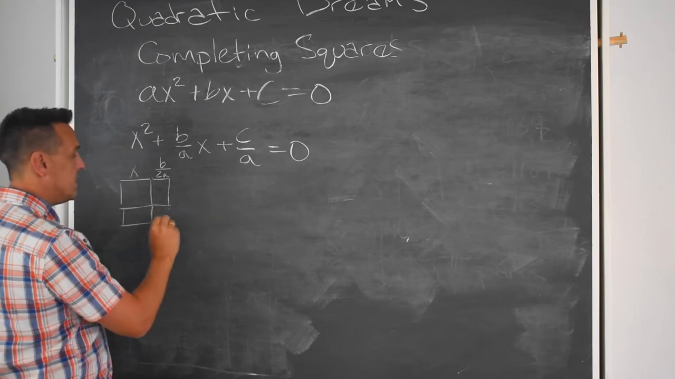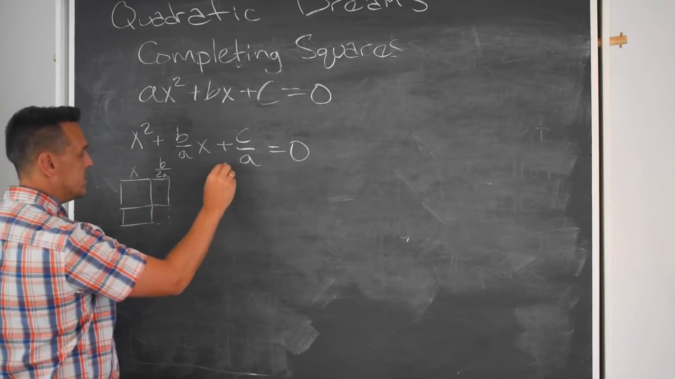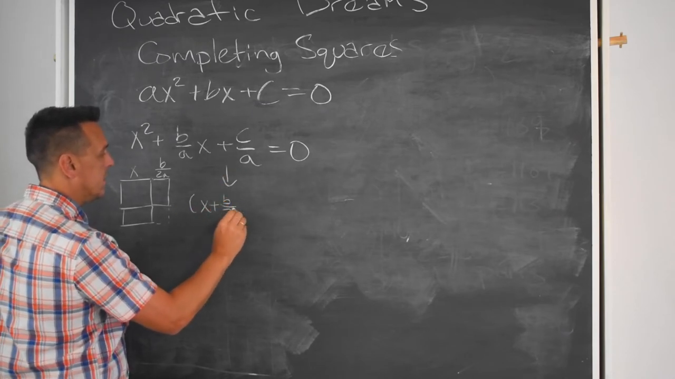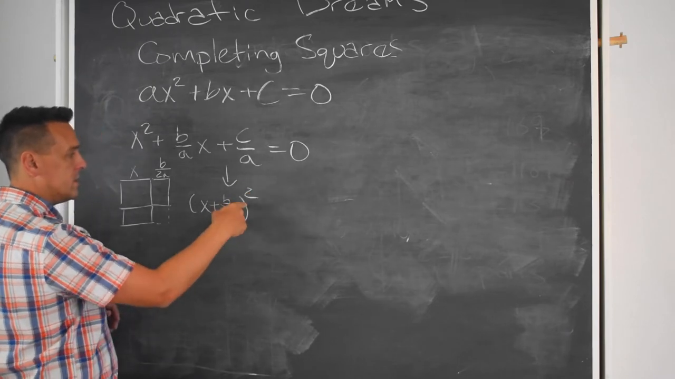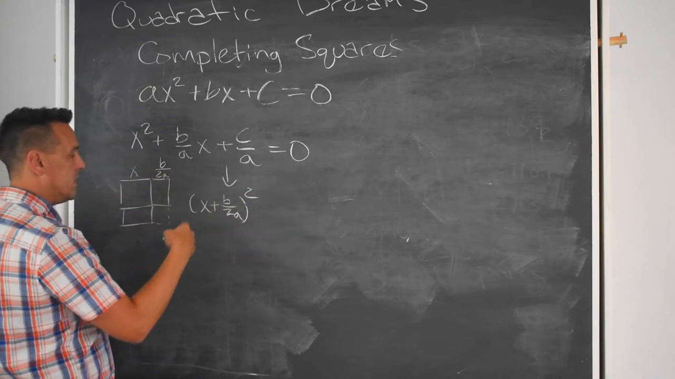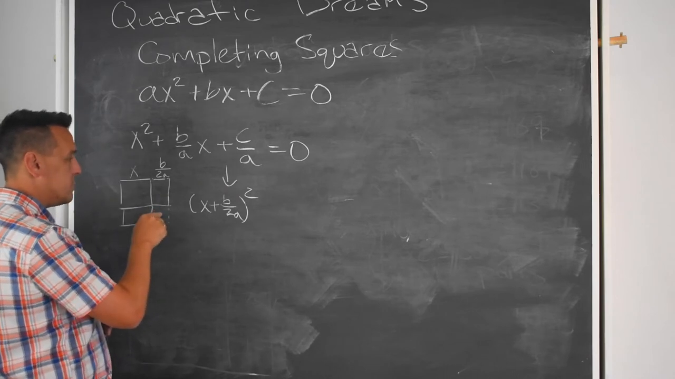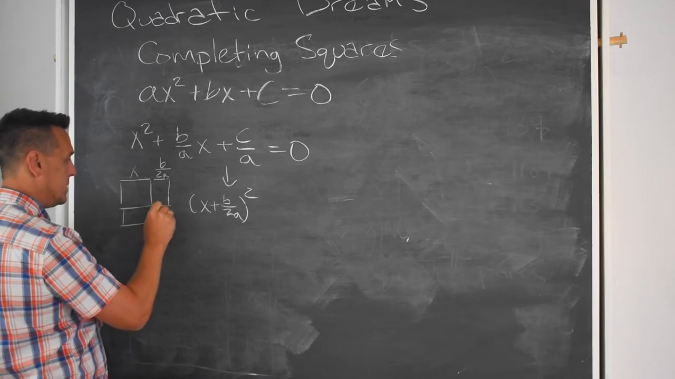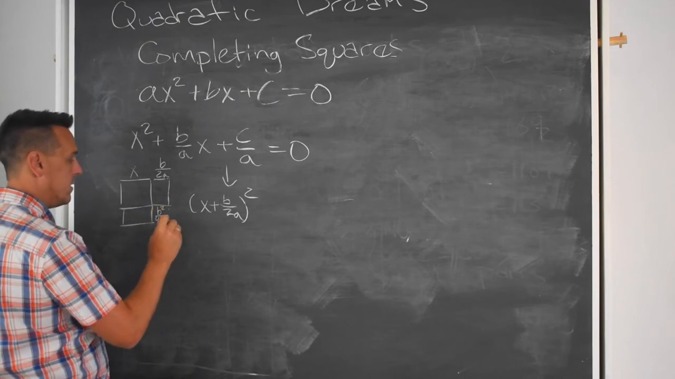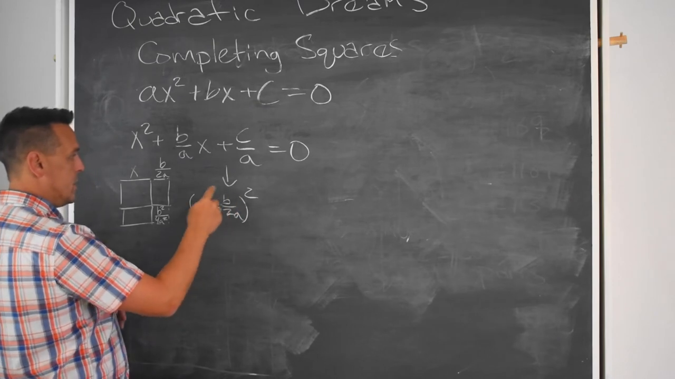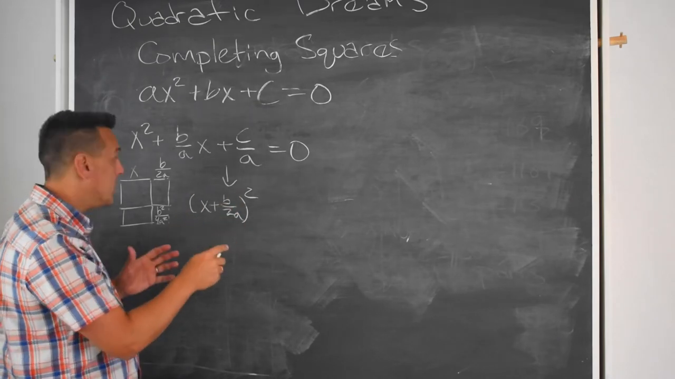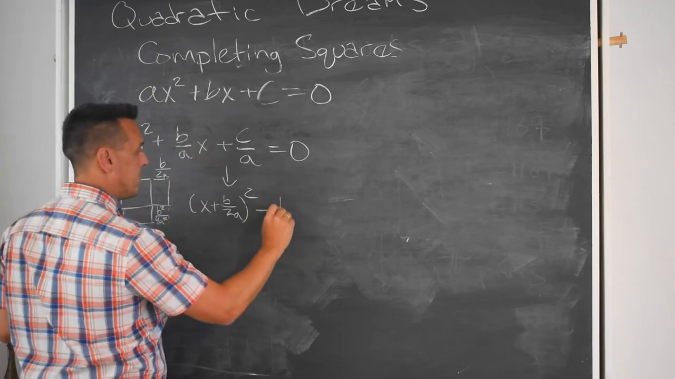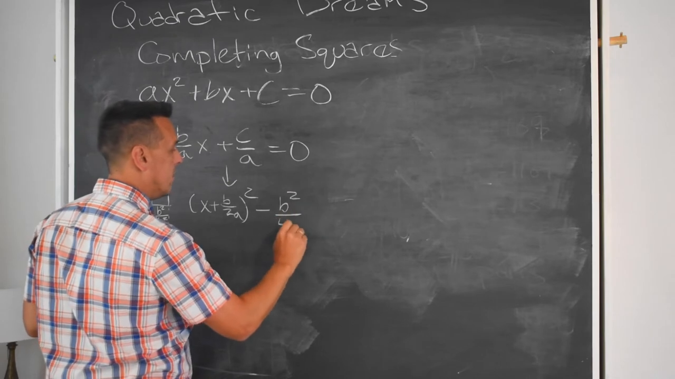this little square in the bottom. So we want to change this into something that has the x plus b over 2a as the thing that's being squared. This is the side that's being squared to give us the big square. But it's lacking this piece here. This piece here is b over 2a times b over 2a, or b squared over 4a squared. So this big square has too much in it. So to replace this bit, we have to take away that little square there.